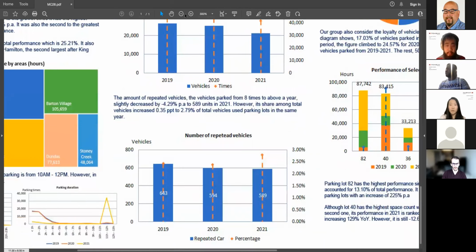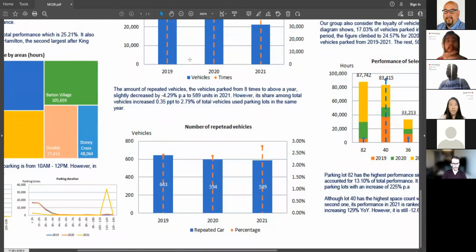And now I will pass over to Long, who will be analyzing the rest of the data analysis part. Good morning, everyone. Can you hear me? Yes, Long.